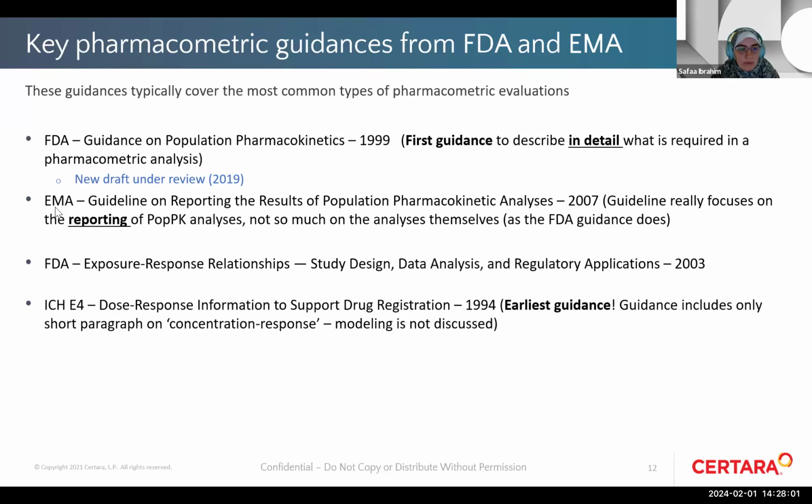There is one from EMA, which is the guideline on reporting the results of population pharmacokinetic analysis in 2007. This guideline really focuses on the reporting of the PK analysis, not so much on how to do the analysis. There is also ICH E4, the dose-response information to support drug registration, from 1994, and this is the earliest guidance. It includes a short paragraph on concentration-response, but modeling is not discussed in this guidance.